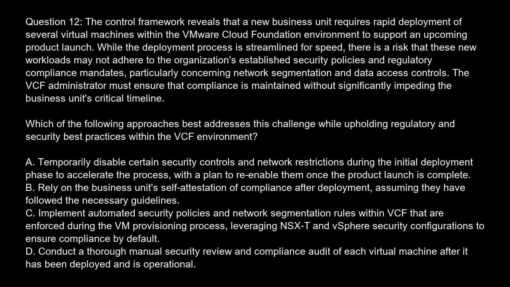Option A. Temporarily disable certain security controls and network restrictions during the initial deployment phase to accelerate the process, with a plan to re-enable them once the product launch is complete. Option B. Rely on the business unit's self-attestation of compliance after deployment, assuming they have followed the necessary guidelines. Option C. Implement automated security policies and network segmentation rules within VCF that are enforced during the VM provisioning process, leveraging NSX-T and vSphere security configurations to ensure compliance by default. Option D. Conduct a thorough manual security review and compliance audit of each virtual machine after it has been deployed and is operational.